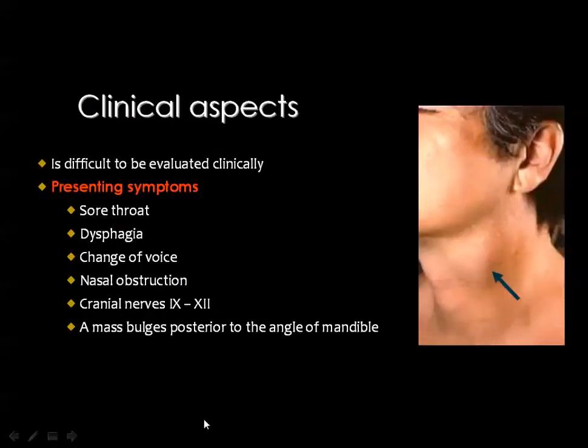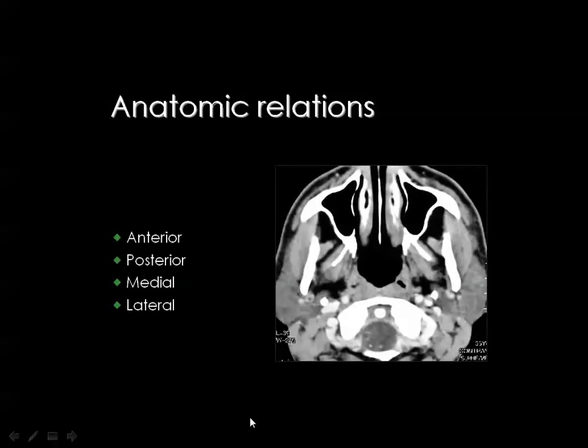And if there is a lesion in the region of the parapharyngeal space, this lesion is usually difficult to be evaluated clinically. The presentations are vague and do not point to a specific pathology. And these are some of the symptoms, like sore throat, dysphagia, a change in the voice, nasal obstruction, cranial nerve palsies, and sometimes you can see a mass bulging posterior to the angle of the mandible, like this picture. Then how can you proceed with this area considering the anatomy first?